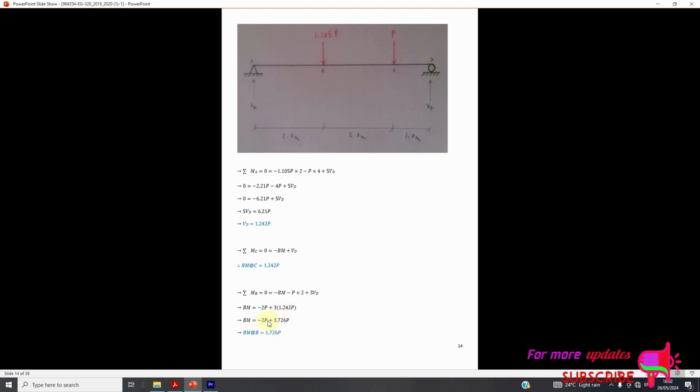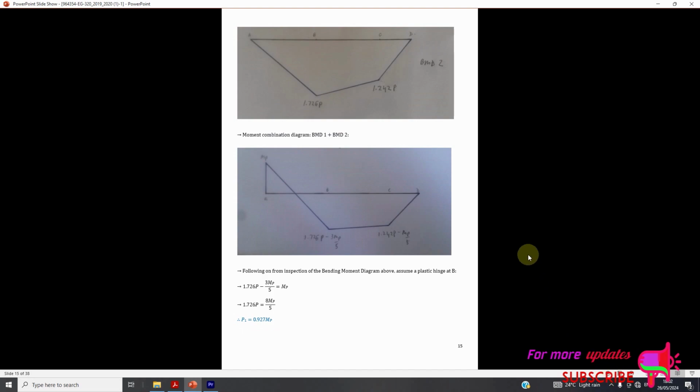Now BM is equal to negative 2P plus 3 into 1.242P, which is negative 2P plus 3.726P. Now BM at B is equal to 1.726P. This is as shown in this diagram. Now the moment combination diagram is BMD1 plus BMD2.